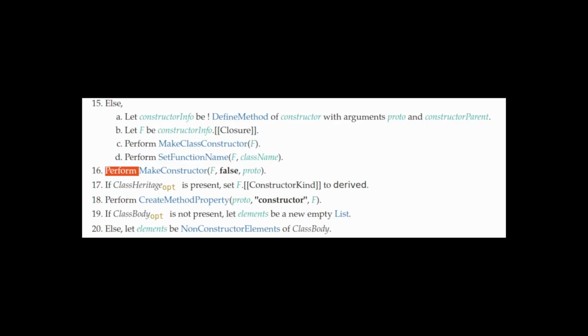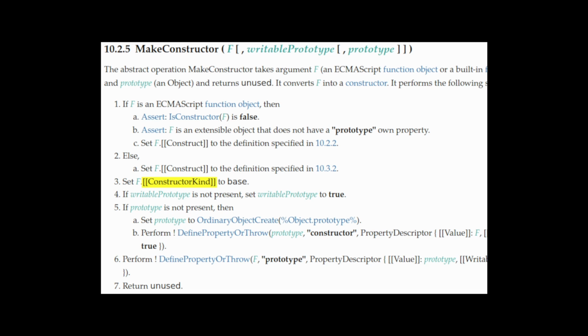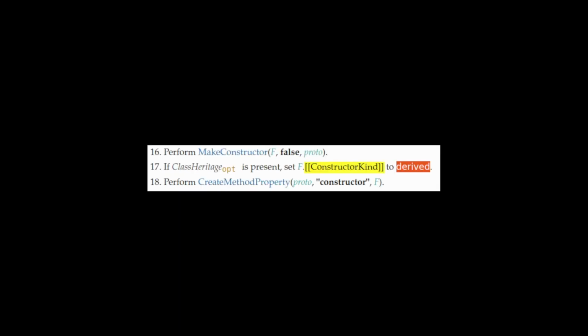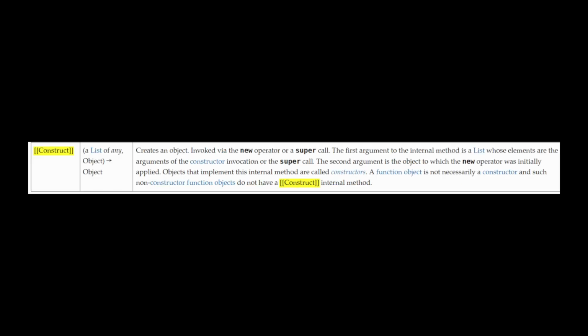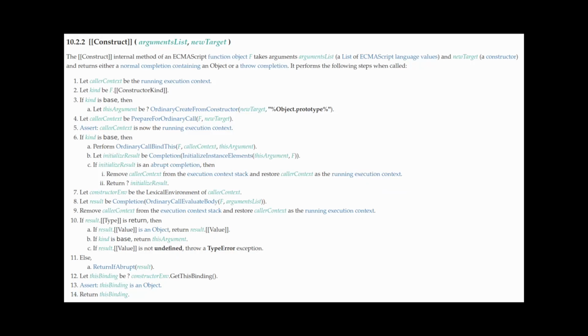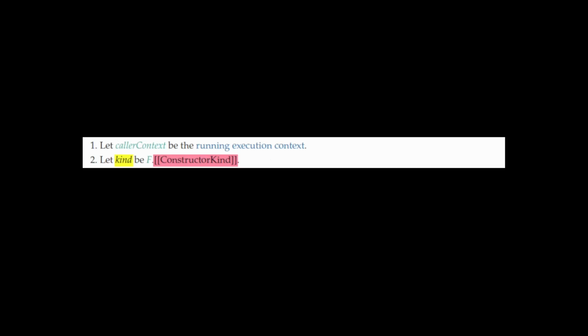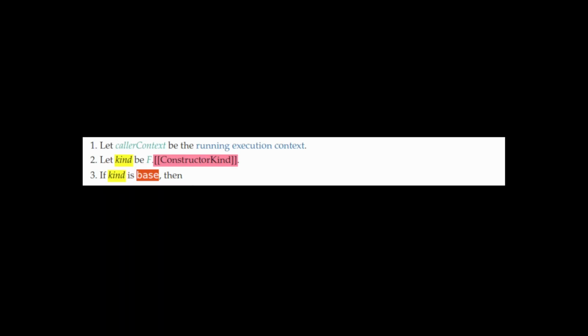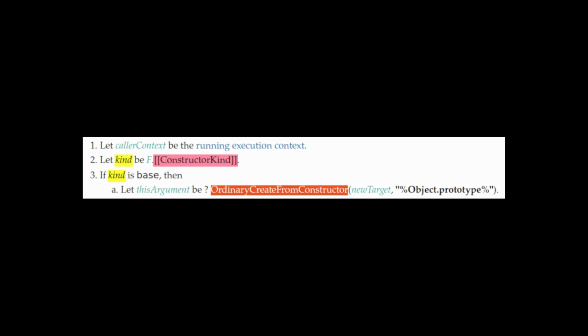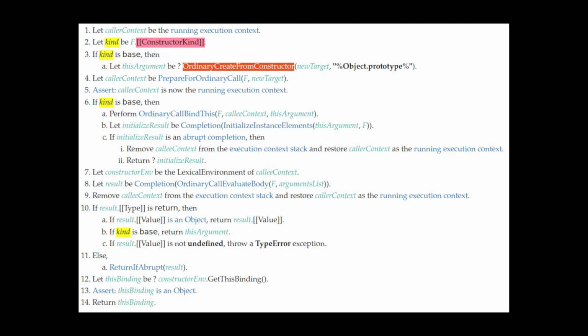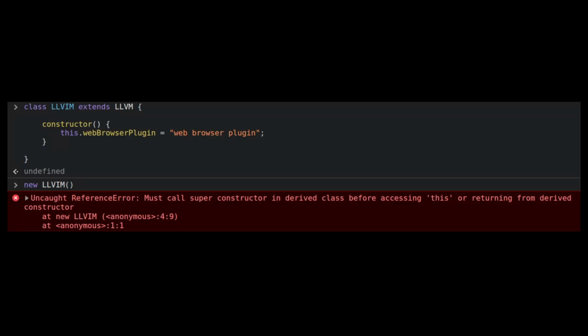When you define a class, the engine creates a function object from the constructor and sets the property constructor kind to base. But when you extend a class, it will set constructor kind to derived. When you create an object with new, the constructor will use its internal method construct. If we take a closer look at what construct does, it checks the value of constructor kind, and if it's a base constructor, it will create an object. Otherwise, if it's derived, it will not create any object at all. And that's why we get this error.